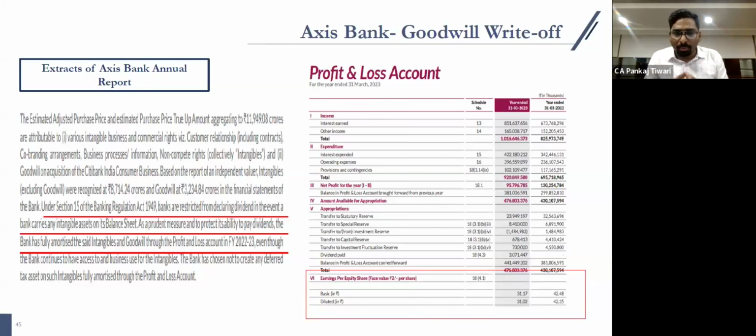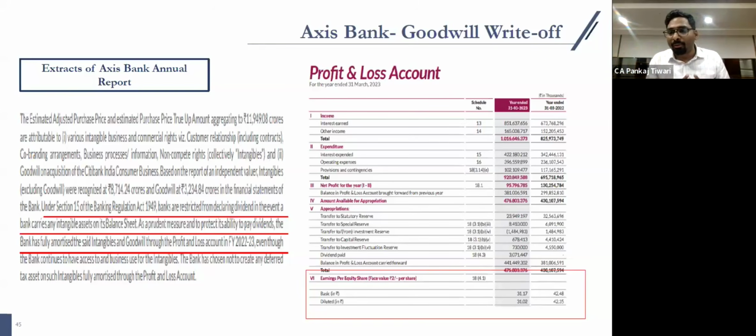Now, out of this 12,000 crore, there were some intangible assets which were acquired as part of this deal. And the remaining, around 3,000 crore, was treated as goodwill which was paid to Citibank. 8,000 crore was towards the identifiable intangible assets. 3,000 crore was treated as goodwill in the books of Axis Bank. Now, this whole 12,000 crore was debited to the P&L account, along with goodwill.